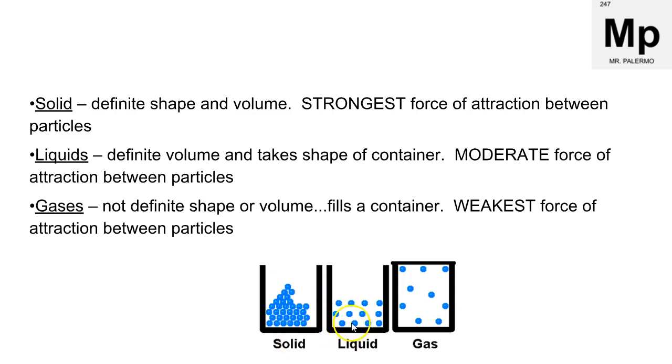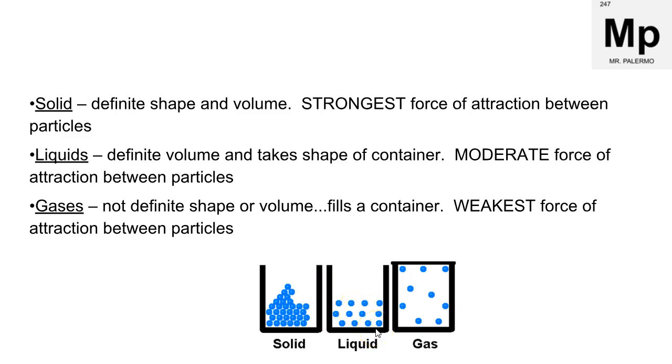Liquids are more spread out, so more entropy. They have a definite volume, but they always take the shape of their container. And they have a moderate force of attraction between the particles. They have more ability to move due to the spaces between them.